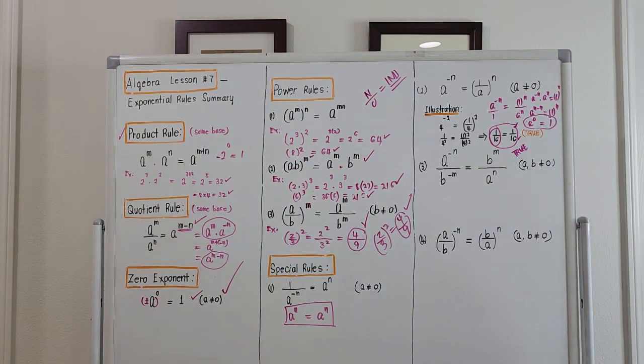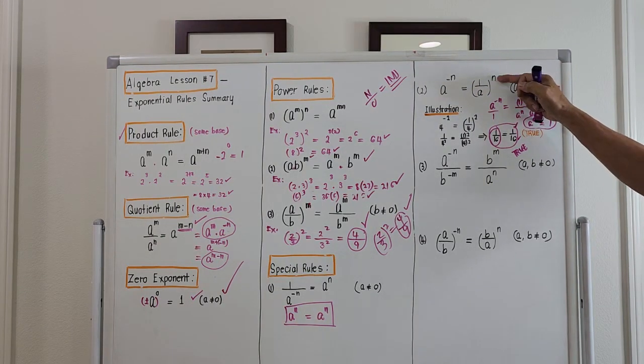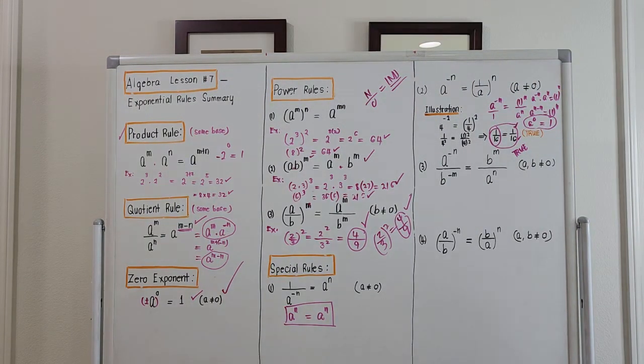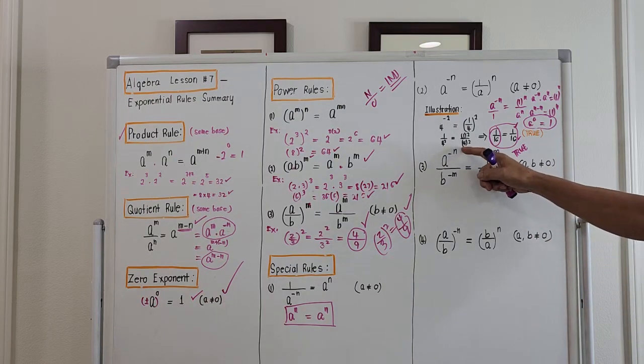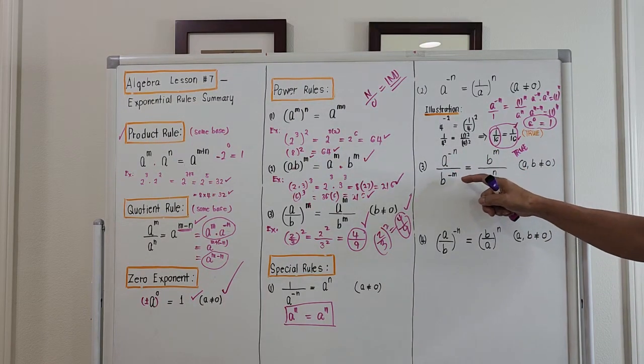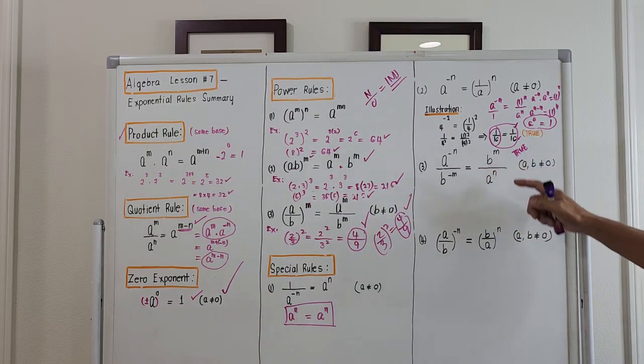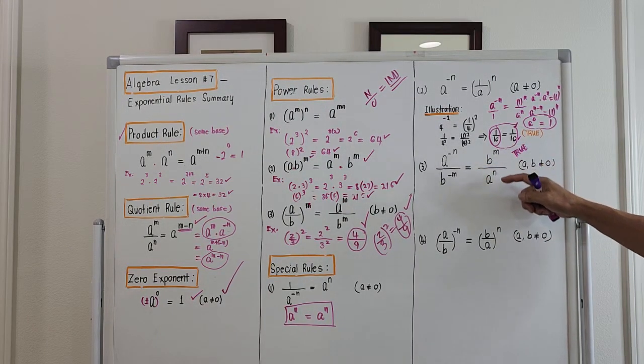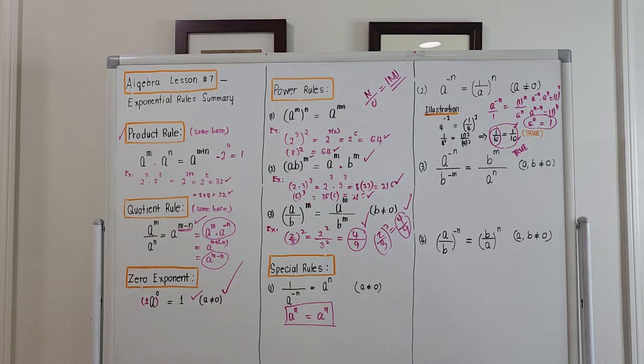Okay? So according to special rule number 2, a raised to minus n should be equal to 1 over a raised to n. Number 3, a raised to minus n all over b raised to minus m should be equal to b to the m all over a to the n. It's the same.